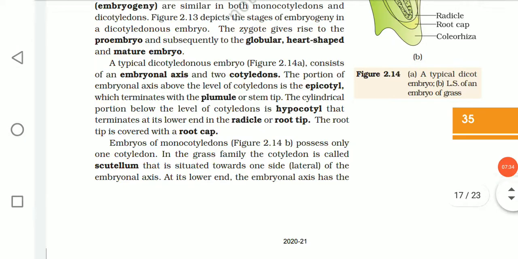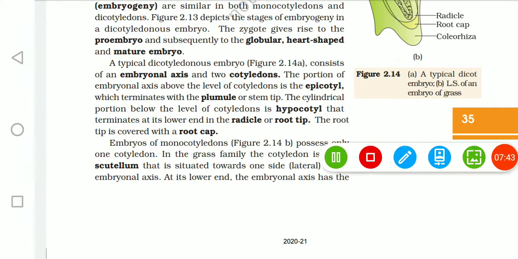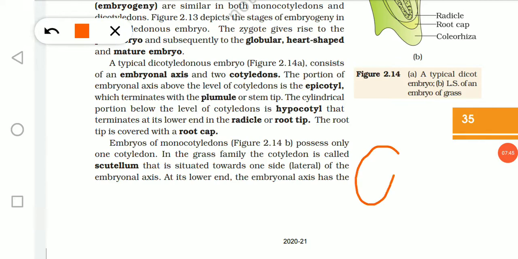Now in dicotyledons, what happens? In dicotyledons, the embryo consists of an embryonal axis and two cotyledons. That is why, if you take a bean or a groundnut, you will find that there are two cotyledons and there is the embryonal axis. The portion of the embryonal axis above the level of the cotyledons is known as the epicotyl. It will have a plumule, and it will have a radicle. So it will have two things, a plumule and a radicle.